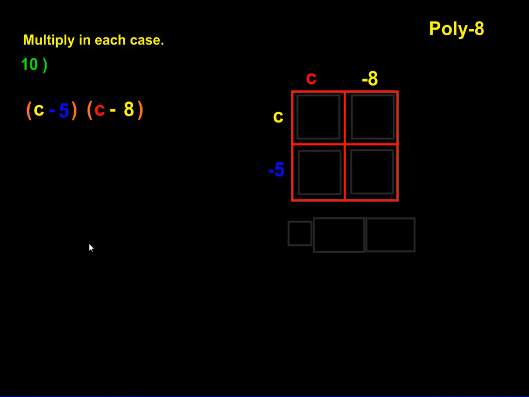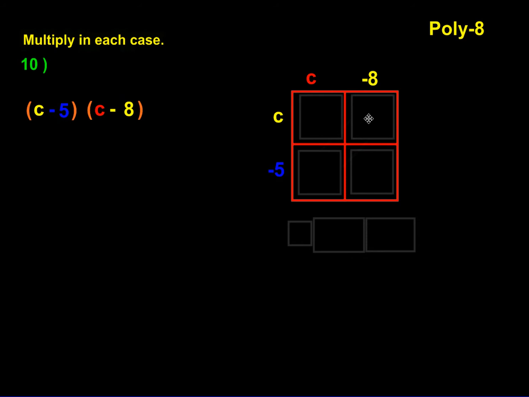Next, we'll take a look at question number 10. Same basic idea. We have c minus 5 times c minus 8. I want to take these and plug them into my box that I've created. It's important to remember that when you have negative numbers, and I do in both of these, that the negative sign needs to travel with the number. Once I've got that set up, I can go ahead and multiply.